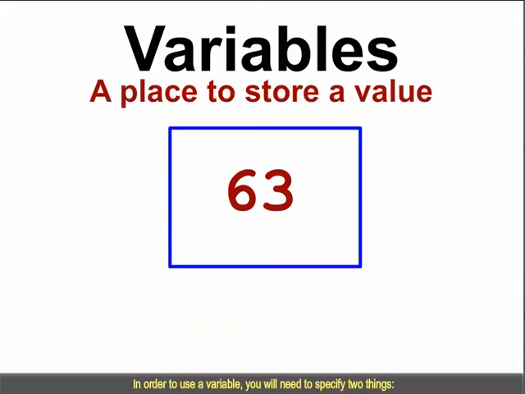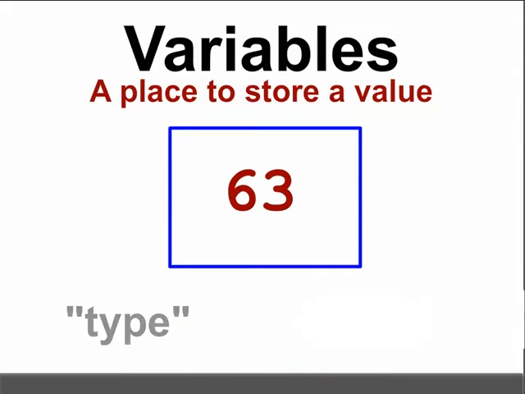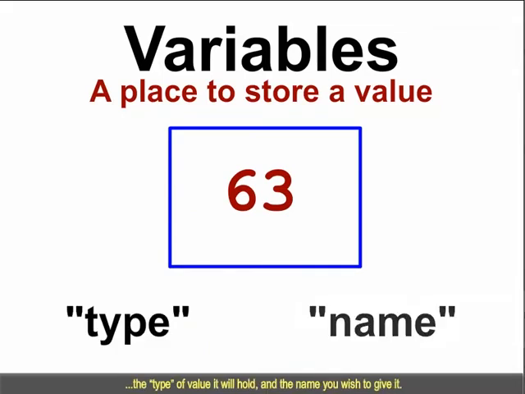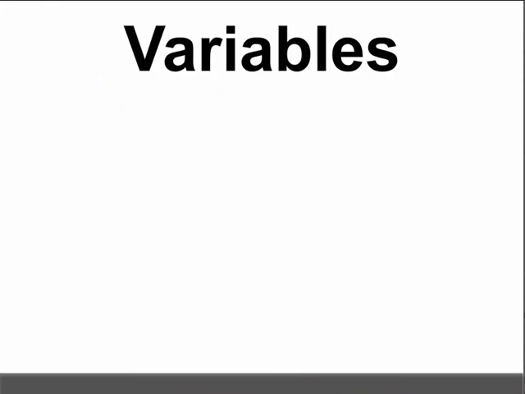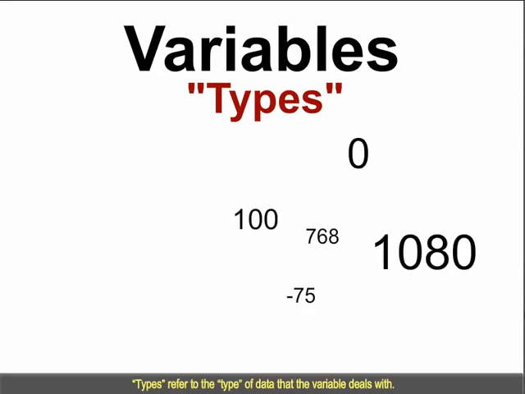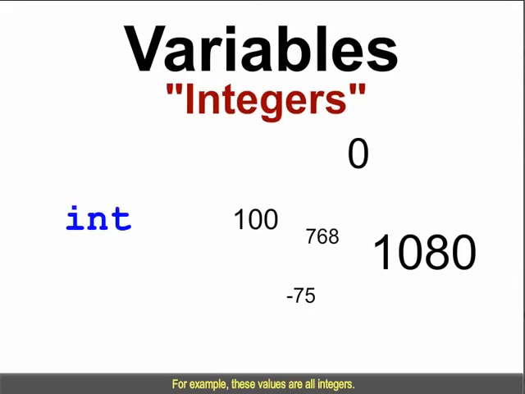In order to use a variable, you will need to specify two things: the type of value it will hold and the name you wish to give it. Variables and the values they hold are identified by types. Types refer to the type of data that the variable deals with. For example, these values are all integers. Integers are whole numbers, positive, negative, and even 0, but no decimal places allowed.